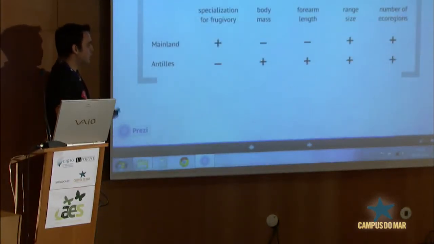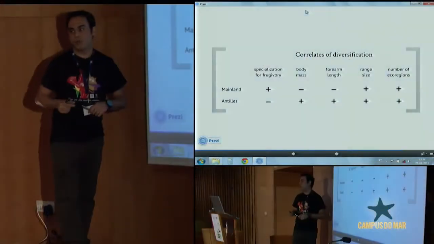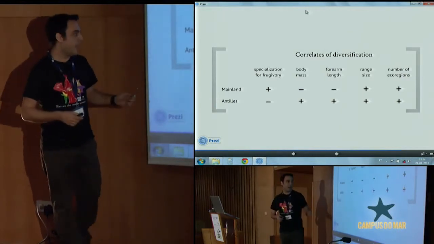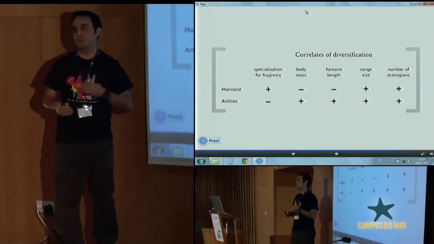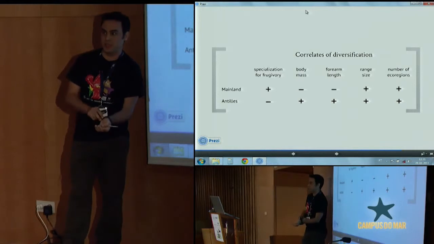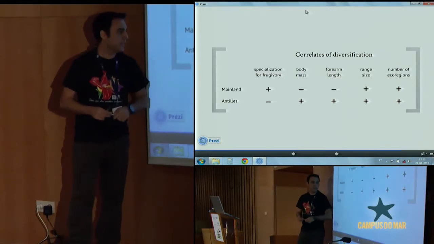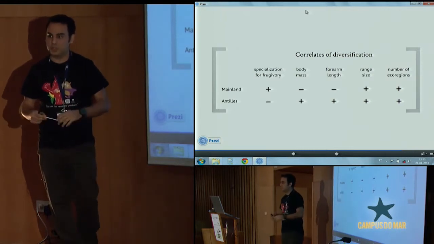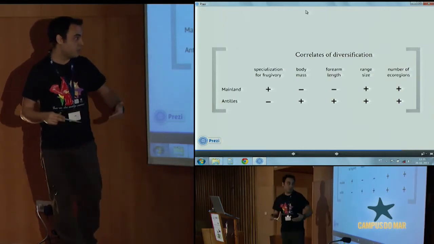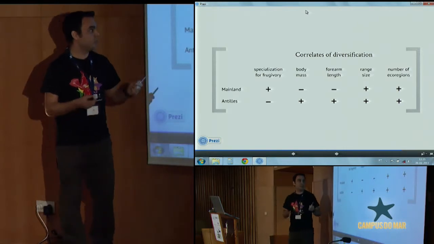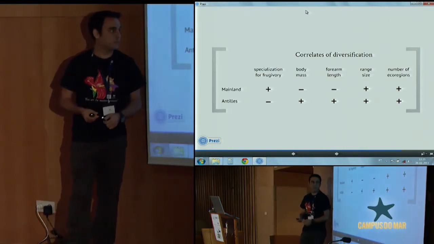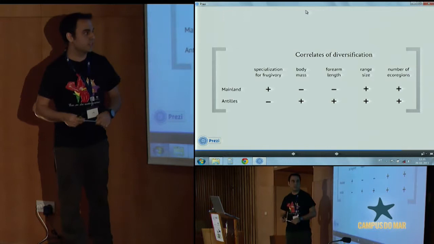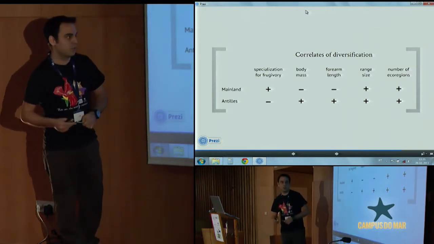We can see that specialization for frugivory shows a contrasting pattern between mainland and Antilles. In mainland, the more specialized, the stronger the relation with diversification rates. Not so in the Antilles, probably because on islands, resource limitation may have been a constraint to the diversification of too specialized lineages.